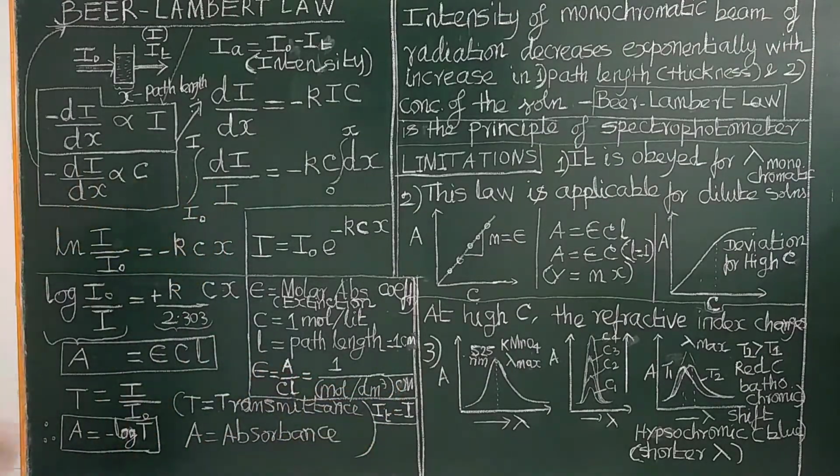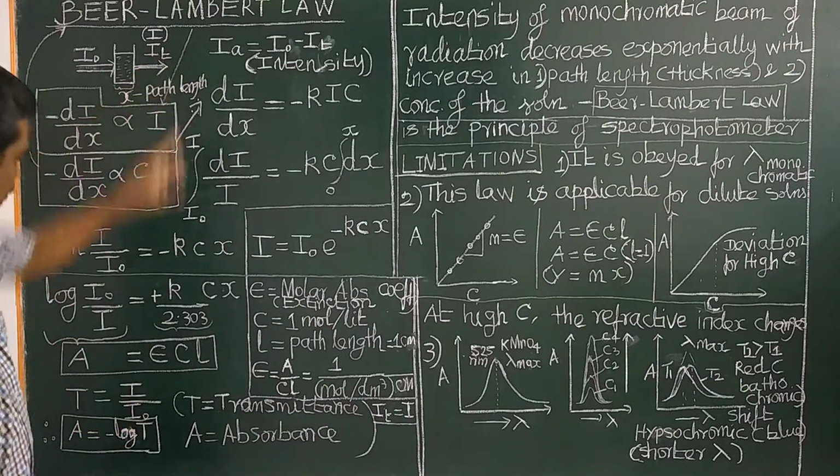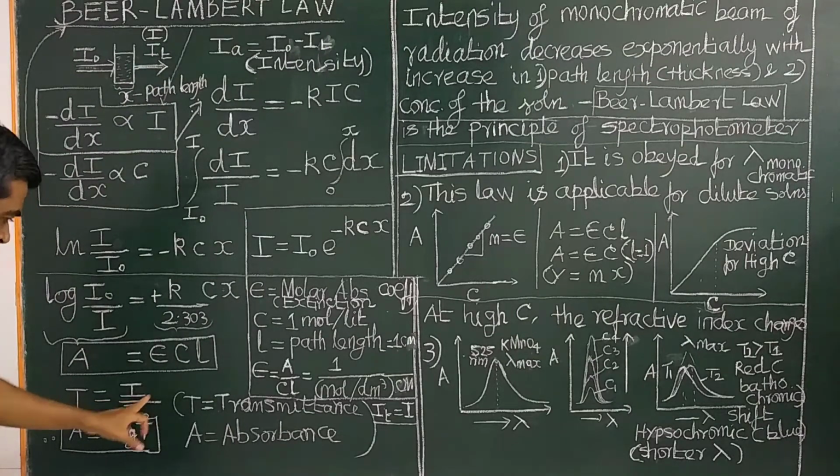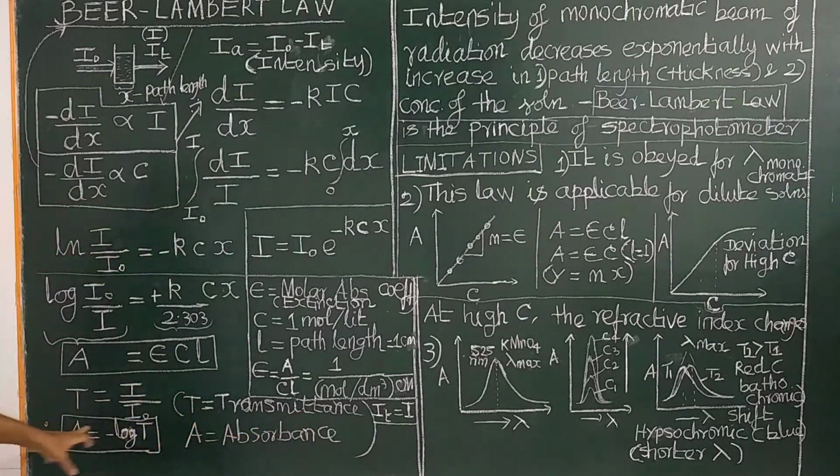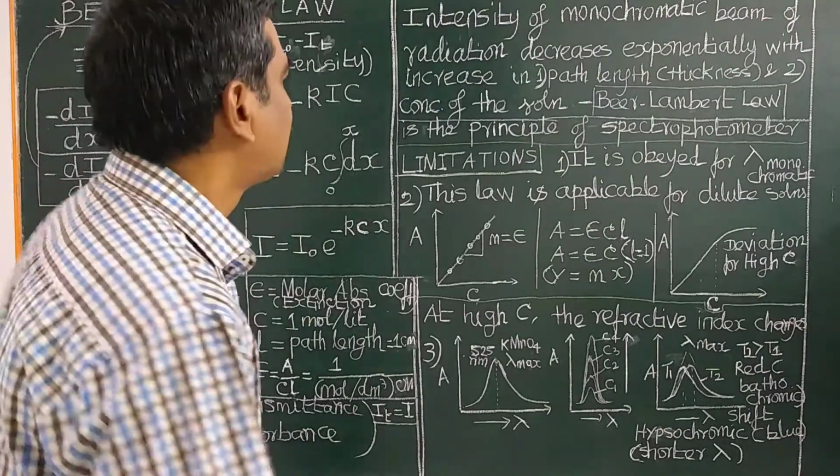Okay. Now, what is transmittance? Transmittance is nothing but IT by I0. IT means transmitted light, by I0. Therefore, T equal to transmittance. What is the relation between transmittance and absorbance? Therefore, A equal to, you invert, minus log T. This I by I0 is T. Therefore, A equals minus log T. This is the relation between absorbance and transmittance.